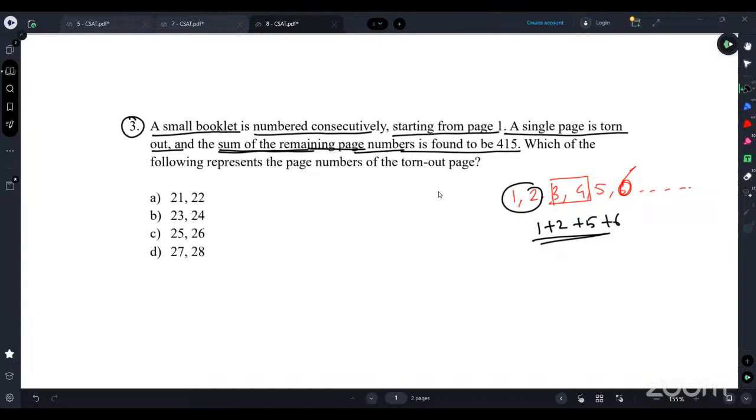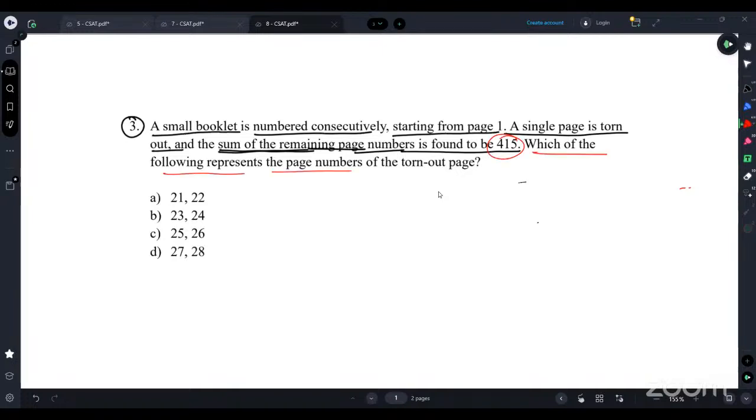Now, what we have been given is that we don't know the exact number of pages, but after tearing one page out, the sum of the remaining page numbers is 415. Then, which of the following represents the correct page numbers of the torn out page? So we have to find out what the page numbers of that torn out page were. The page that has been torn out, we have to find its page numbers.